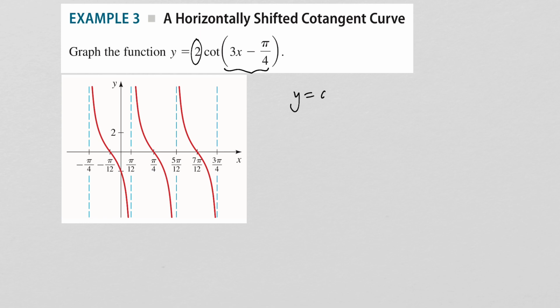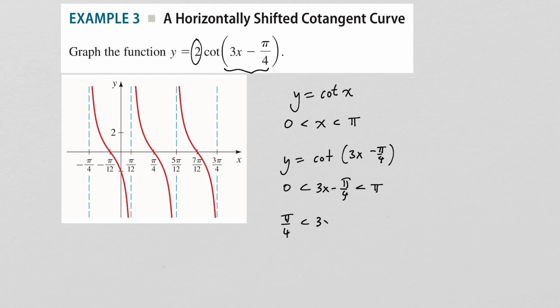So if we have y equals cotangent of x, we know that normally the first period would be between 0 and pi. So if I have y equals the cotangent of 3x minus pi over 4, now we know that 3x minus pi over 4 must be in between 0 and pi. And then from there, if I add pi over 4 to all three of these, we get this. And then if we divide everything by 3, we're going to have pi over 12 less than x less than 5 pi over 12. And those are where the asymptotes are going to be.